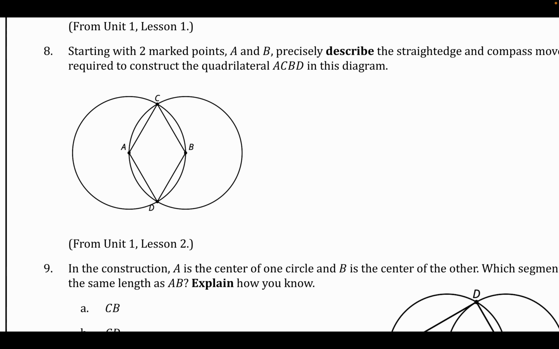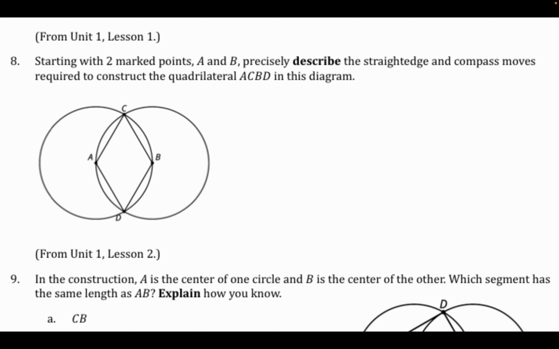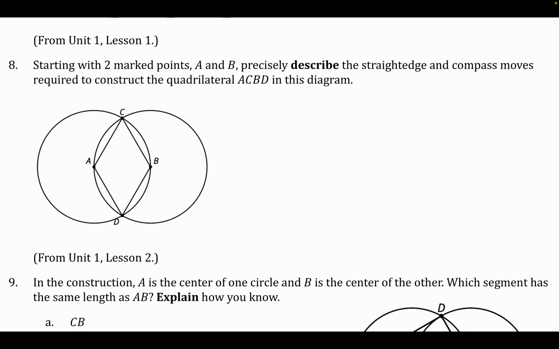Okay, question 8. Get the whole question on the screen here. So starting with 2 marked points, A and B, we're going to describe the straight edge and compass moves required to construct the quadrilateral ACBD in this diagram. Quadrilateral just means 4 sides. So it's a shape with 4 sides. Quad means 4, lateral means side. So when we put it together, it's a 4-sided shape.